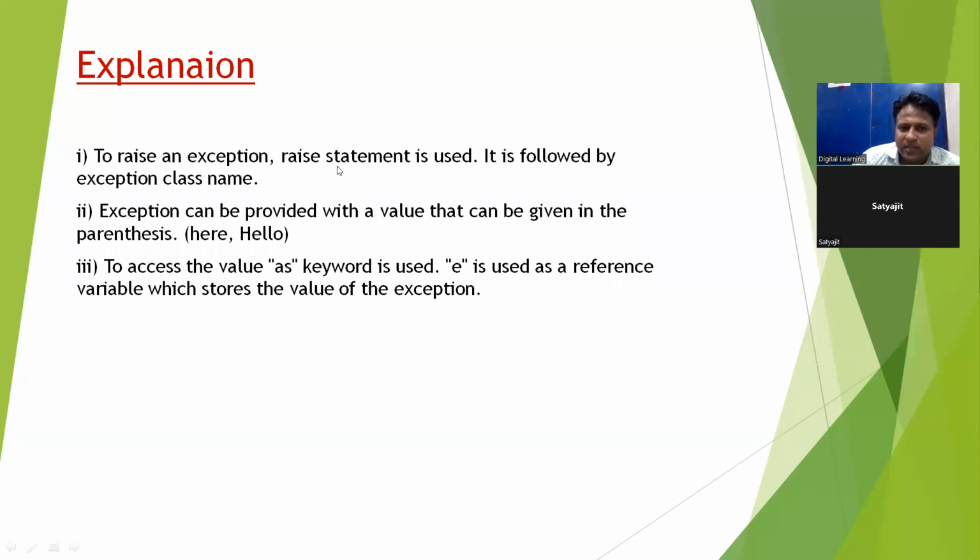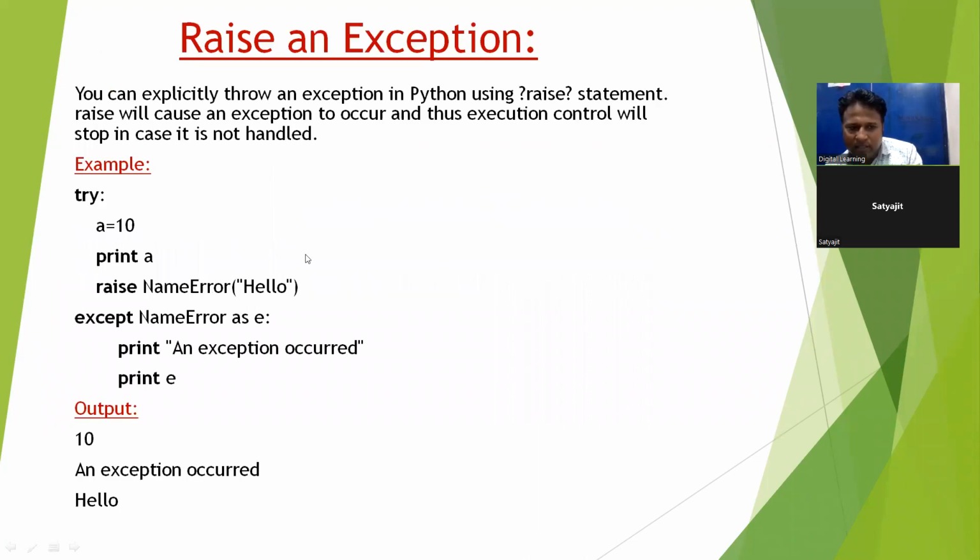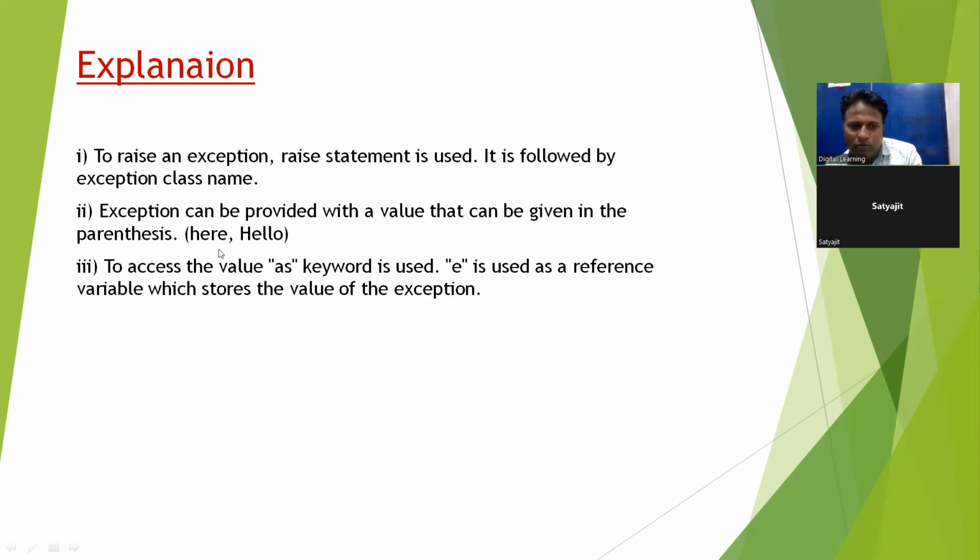To raise an exception, the raise statement is used followed by an exception class name. The exception can be provided with a value that can be given in the parentheses. To access the value, the as keyword is used, and E is used as a reference variable. So here, E is called the reference variable. Hello is the exception value. Okay, so the exception.